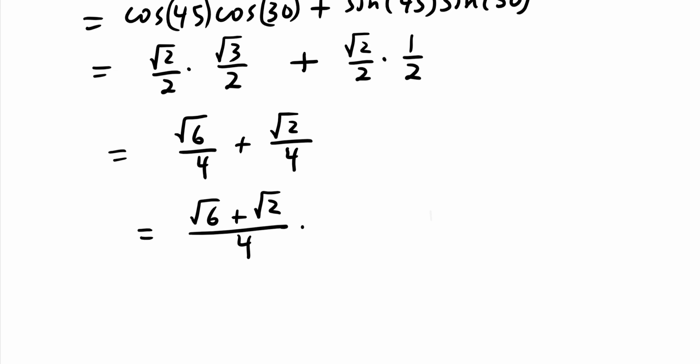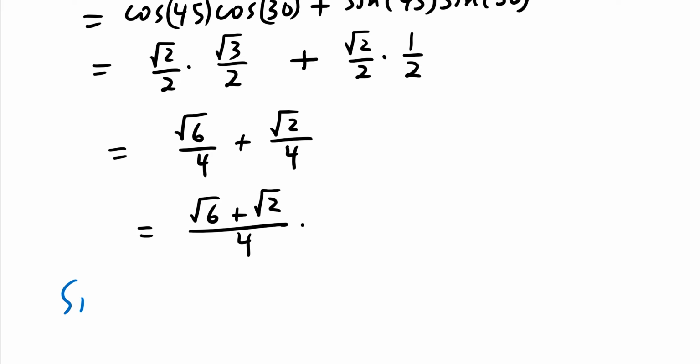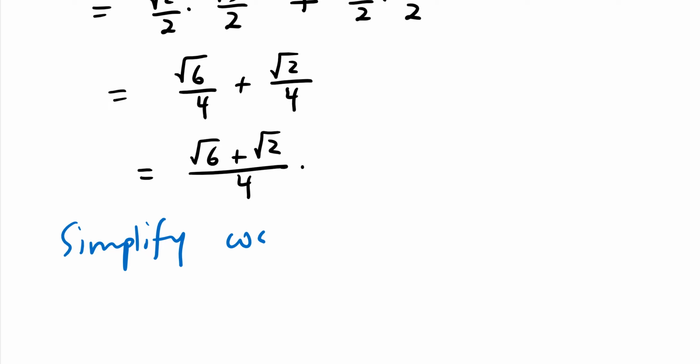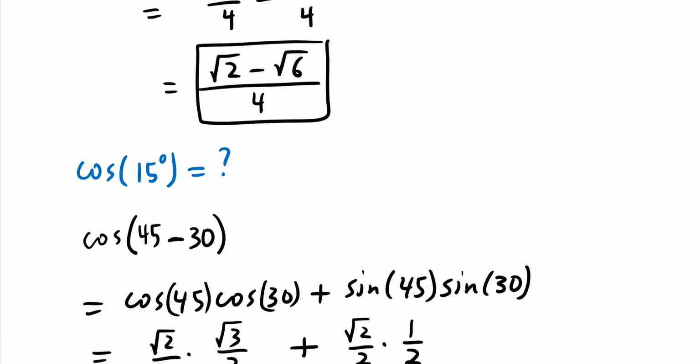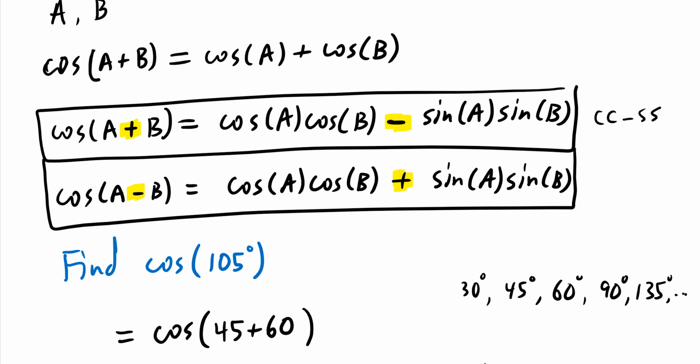Now, what if someone asks us to simplify something like cosine 5x cosine 2x minus sine 5x sine 2x? This looks like the right-hand side of the first boxed formula: cosine cosine minus sine sine.